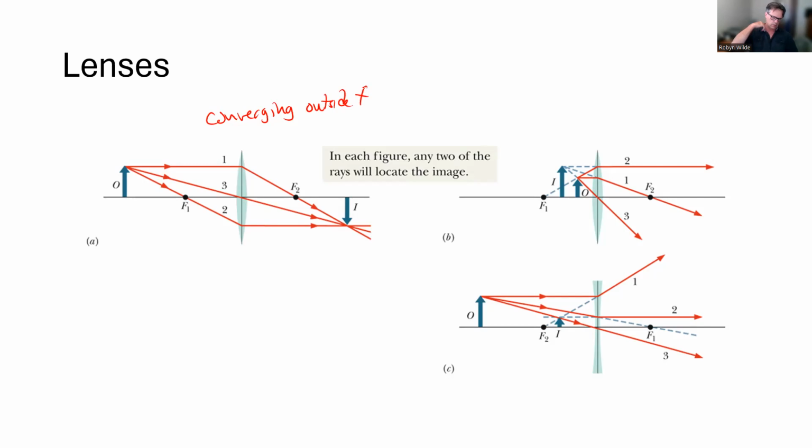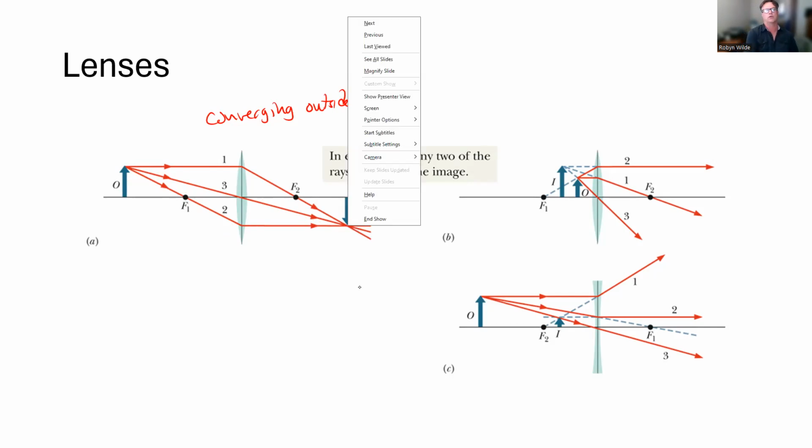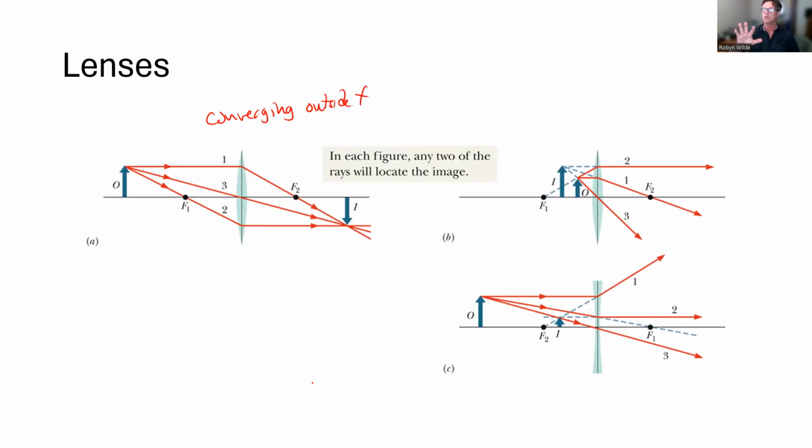Now, a parallel ray will go through the lens and bend through the focal point. A ray that goes through the focal point first will come out parallel, and then a ray that goes right through the center of the mirror or the lens just goes straight through. So we can see that in this case, we get a real image, right? Because now the real side has flipped because the light actually passes to the opposite side of the lens.